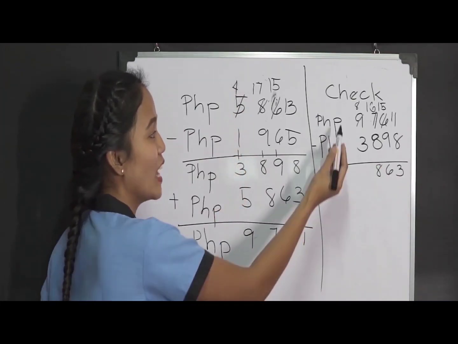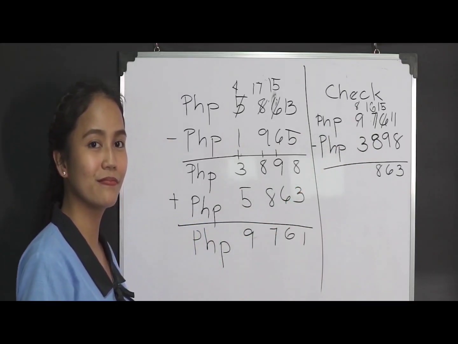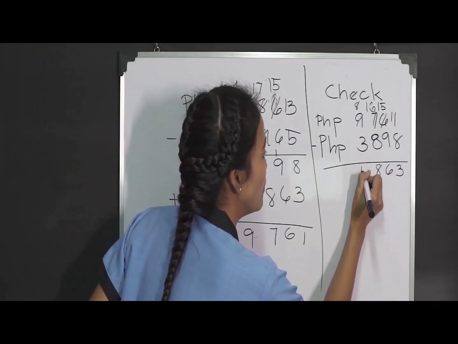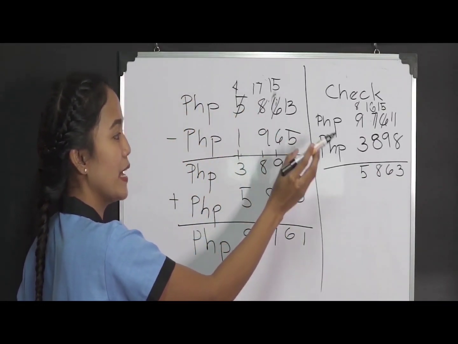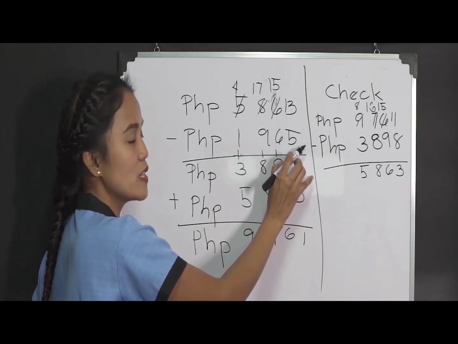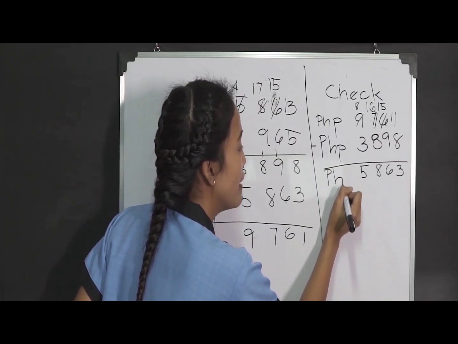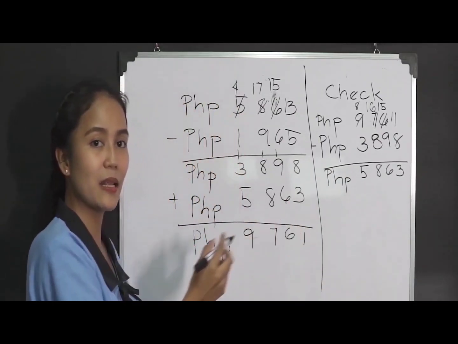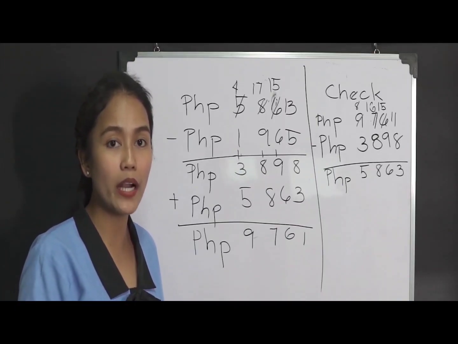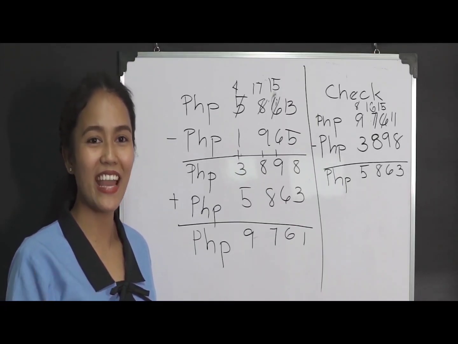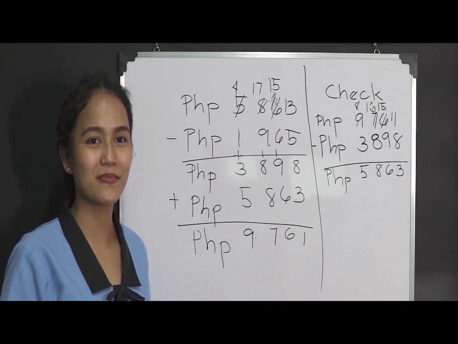Then last, the thousands column. 8 minus 3 is equal to? Very good. It is equal to 5. So, 9,761 pesos minus 3,898 pesos is equal to 5,863 pesos. This is the cost of the monitor. Therefore, our answer is correct. Do you understand?